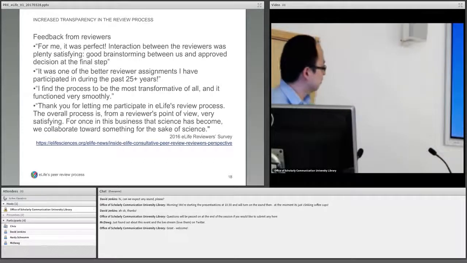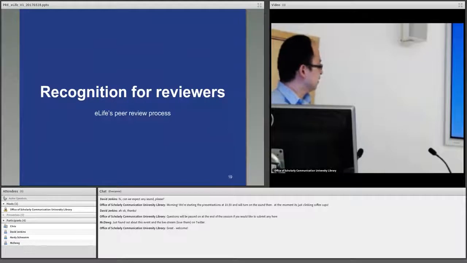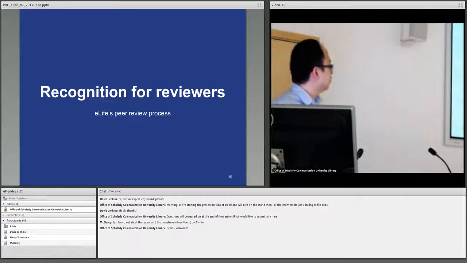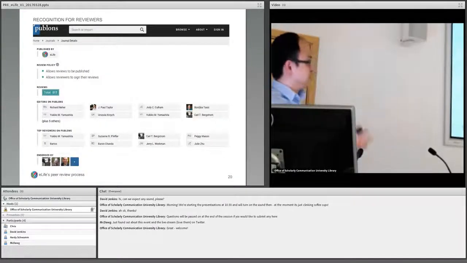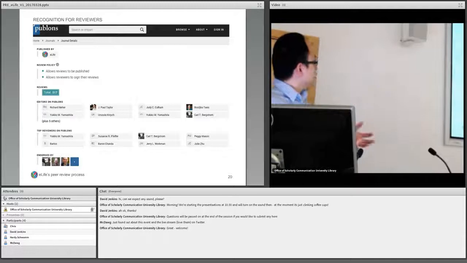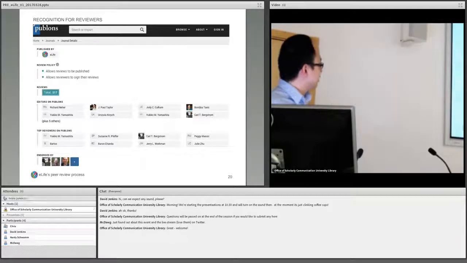So this is perhaps the final part of my talk. It's just to cover how we're trying to recognize reviewers for their contributions. Working with Publons, for example, reviewers can show their review activity at eLife through Publons, so they can record it and have this showcased. Another way of crediting reviewers is that when we have a paper accepted, reviewers can also reveal their identity. So that's another way of recognizing their contribution.